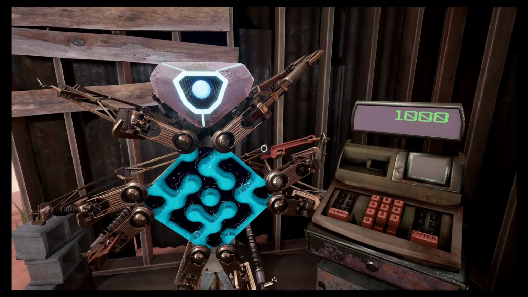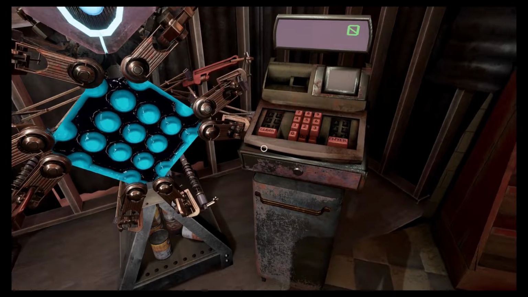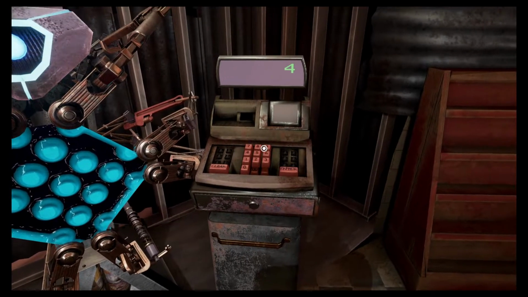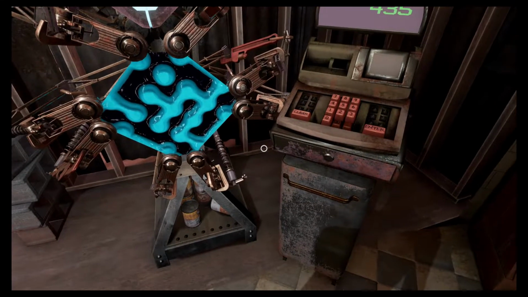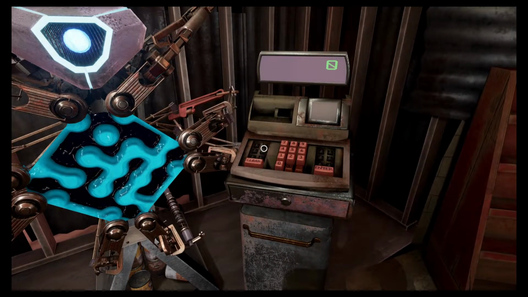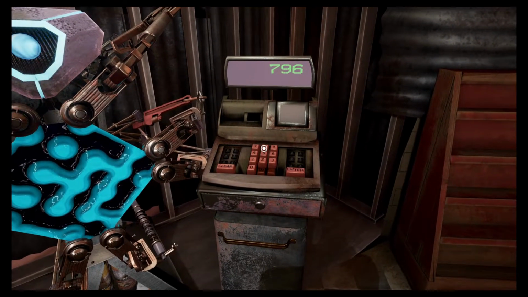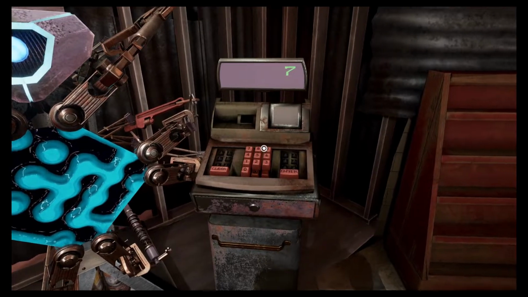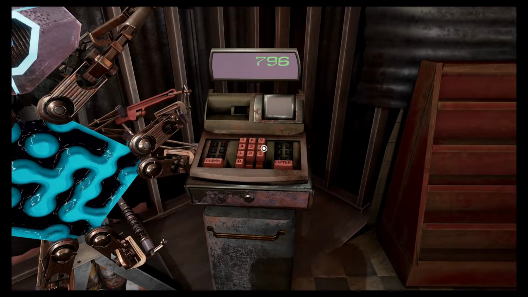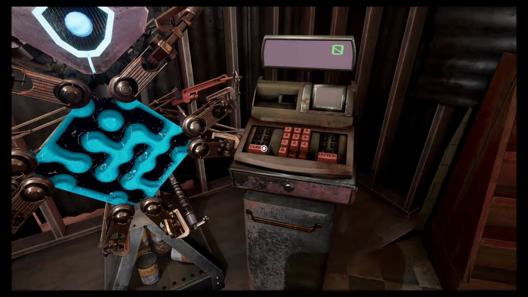So I have this number, so I don't know why, but we try. So it's 4, 3, 5. And then we clear, and we have 7968. 7968. Okay, this is not working. 7 9 6. This is not working. Okay, it can give us 1,000, but it is not able to take more.